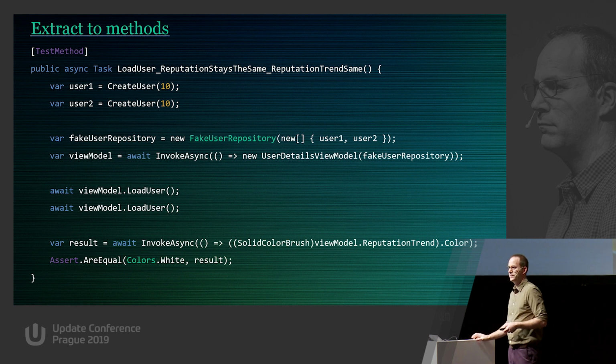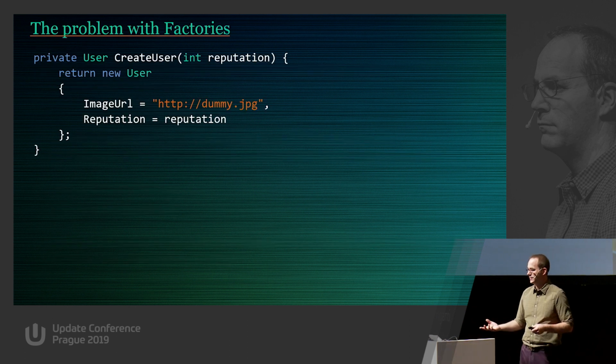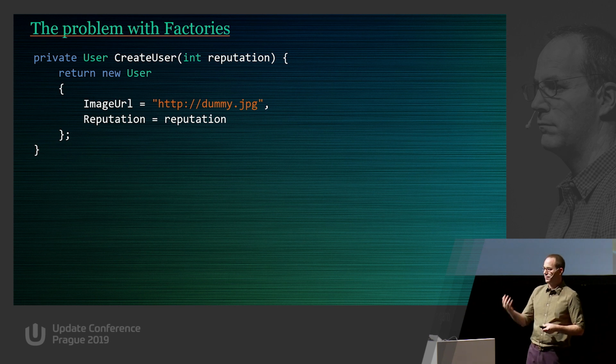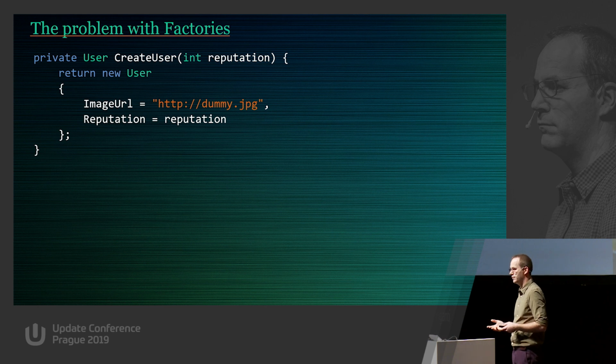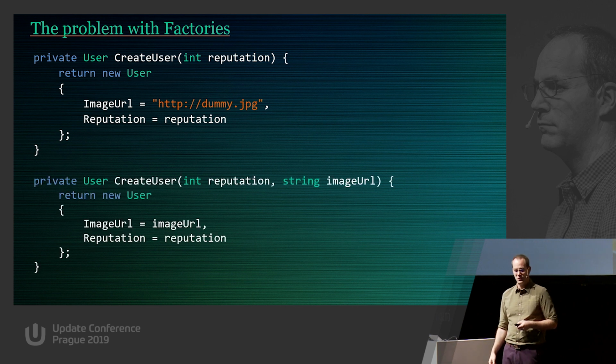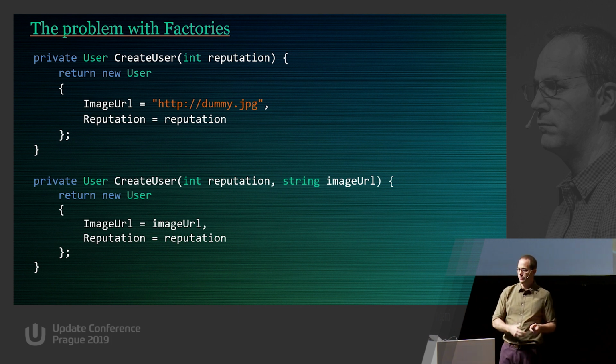And unfortunately, factory methods in unit tests start to become very convoluted as time passes, because in the beginning I had a very clear way to create my user. Give me the reputation, I'll set up the rest of the data automatically with something valid that you don't really care about in your test. And then someone comes along and says, yes, that's correct, but I don't need to change the image from time to time. I want to check what happens when the image changes. So I write another factory method. And slowly but surely, I'll add more and more factory methods for each and every permutation of initializing that specific object.